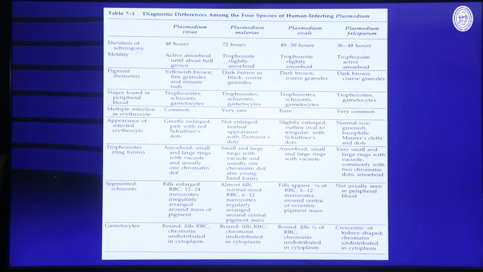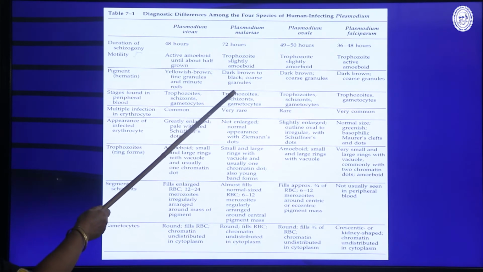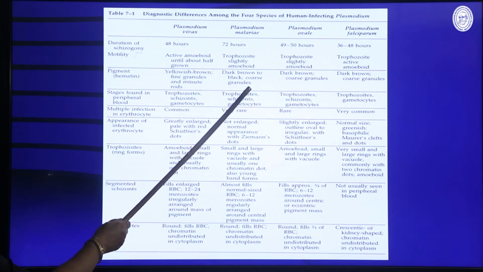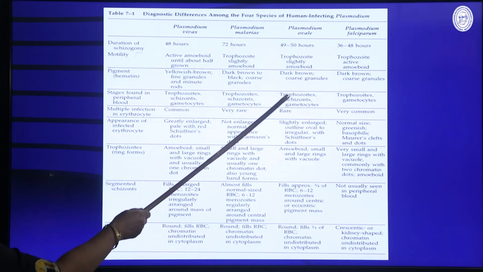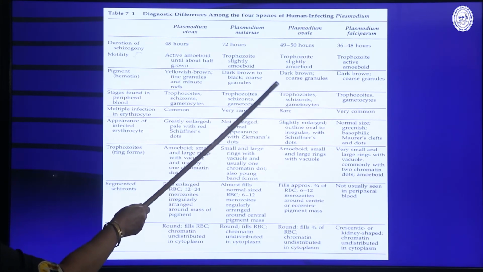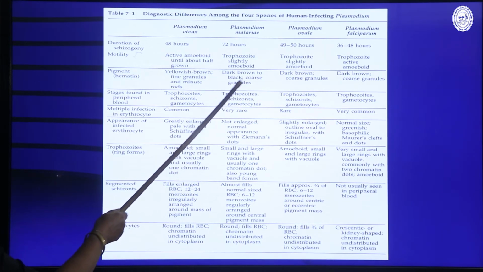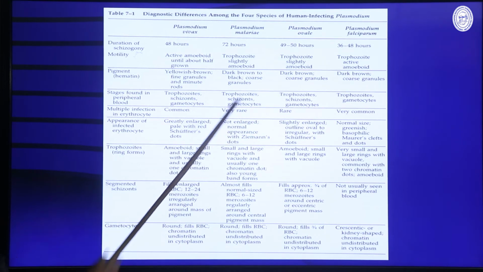Then the pigments associated with the RBCs: we can see fine yellowish brown granules with minute rods in the case of vivax. In the case of Plasmodium malariae, we can see dark brown to black. So, the color varies from this to this. Again, malariae and ovale are very close in color, but this one is dark brown to black, and here we find only dark brown, and only an experienced eye can distinguish this.